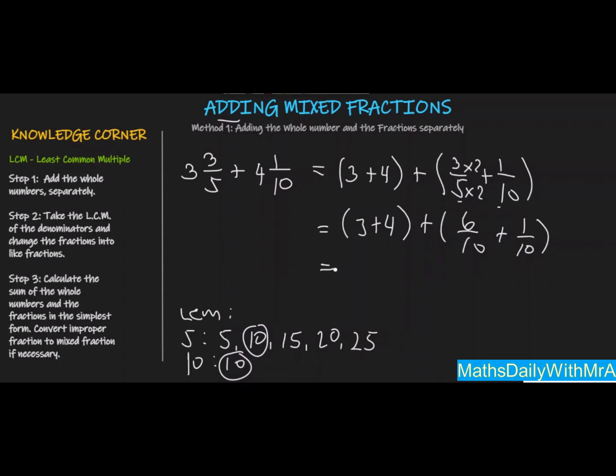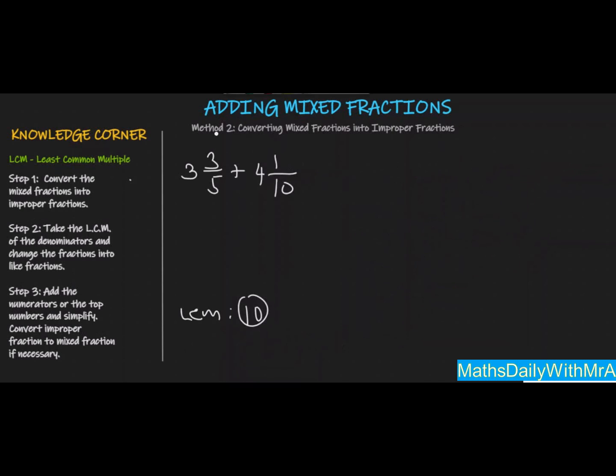So let's calculate. 3 plus 4 equals 7, plus 6 plus 1 is 7 over 10. This would give us 7 and 7/10. Since we cannot simplify our answer to lowest term, this is our final answer. Alright, let us apply the second method on the same mixed fractions. The second method is converting mixed fractions into improper fractions.